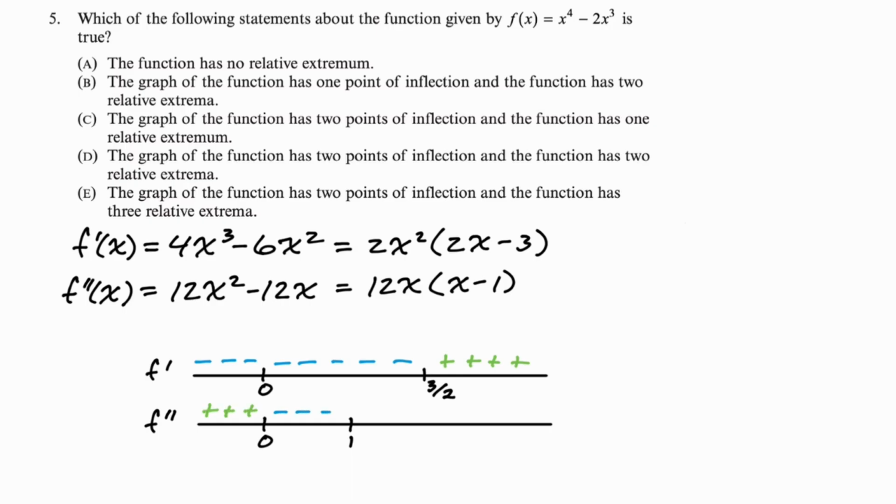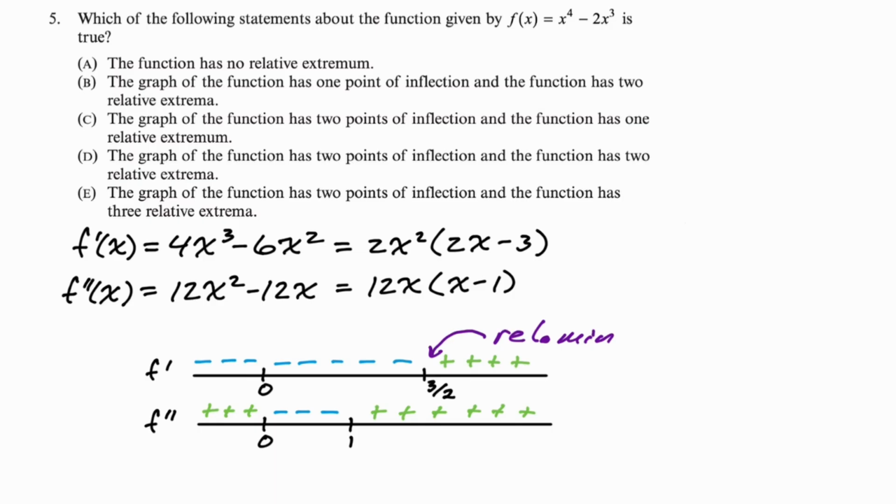So that's what I'm going to do. Another option is to just test your regions. So this is what we have so far. Let's look at the sign charts and see what they tell us. So 0 on f prime, no sign change, nothing going on. At 3 halves, there's a sign change. That's actually a relative minimum, but the problem only talks about relative extrema. It doesn't talk about minimums and maximums.